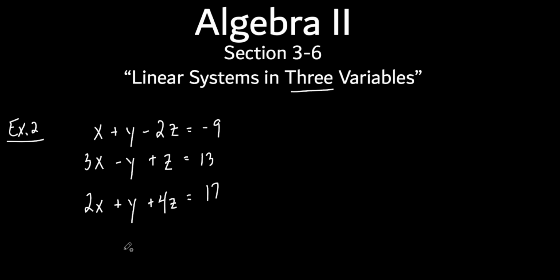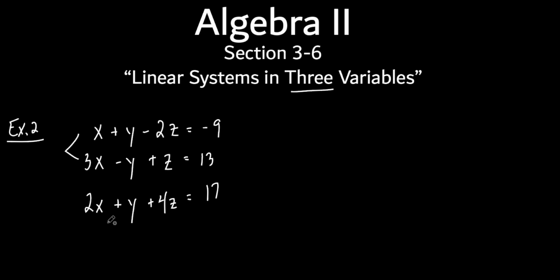So let's just take a look and see which ones are like tailor-made for us. Which ones are made for us to put together. Yeah, I would say the first one and the second one, right? Why did I pick the first and the second one? Because the y's cancel out. That's right. So if I did elimination on these, the y's would cancel out. I'd be left with an x and a z.